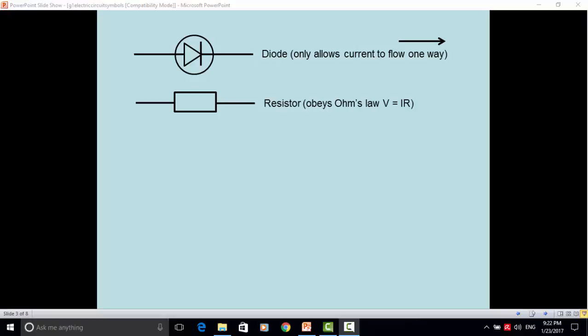This is a resistor, which obeys Ohm's law, that is the potential difference is equal to the current times the resistance. This is a variable resistor. All resistors have the rectangle. The variable resistor has the rectangle with an arrow going through it.